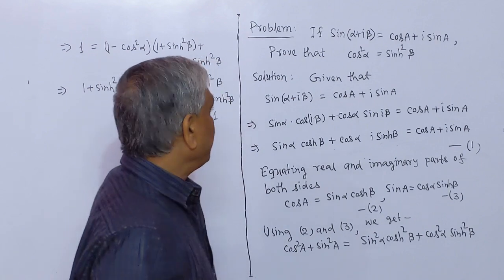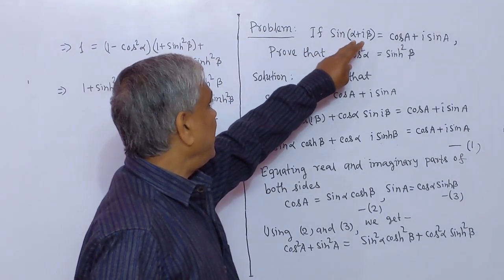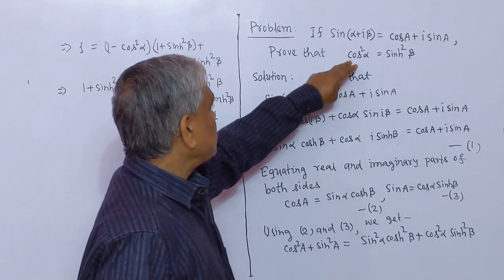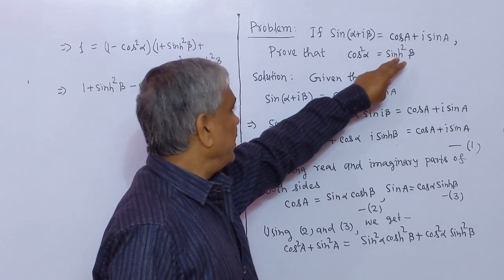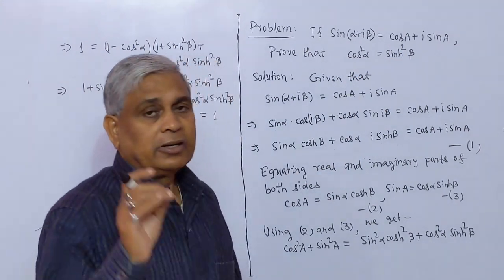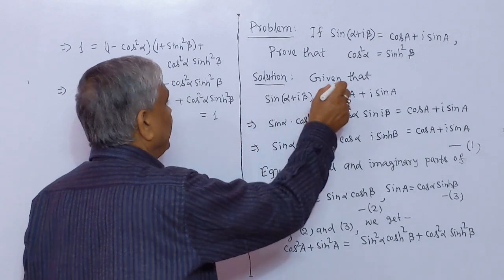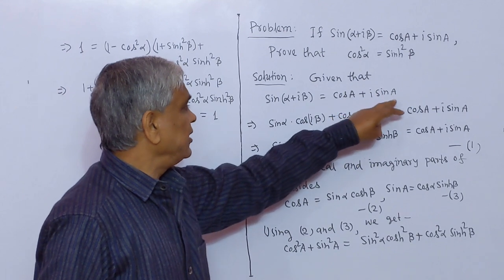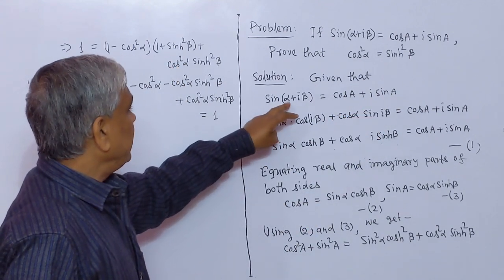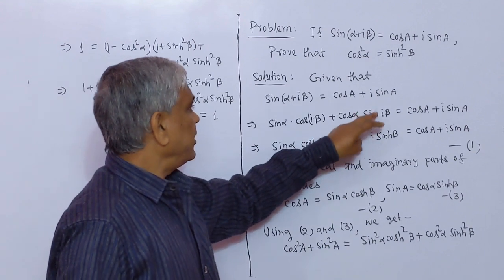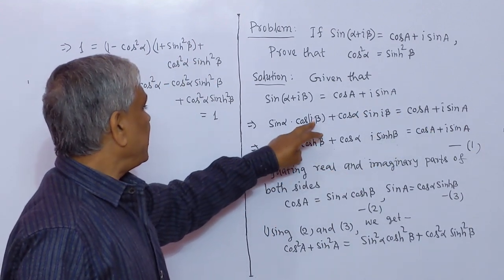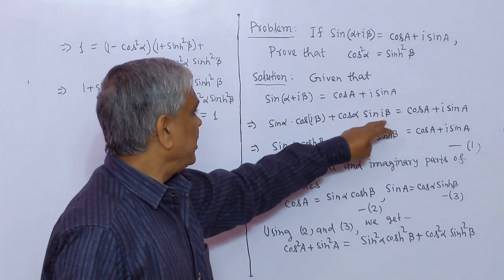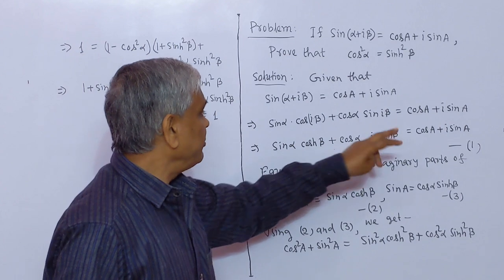Now we solve the next problem. Next problem is: if sin(alpha plus i beta) equal to cos A plus i sin A, then prove that cos square alpha equal to sinh square beta. Now we solve this. Solution: given that sin(alpha plus i beta) equal to cos A plus i sin A, we use the formula sin(A plus B) and we get this, and right side same. Here cos i beta means cosh beta and sin i beta means i sinh beta.